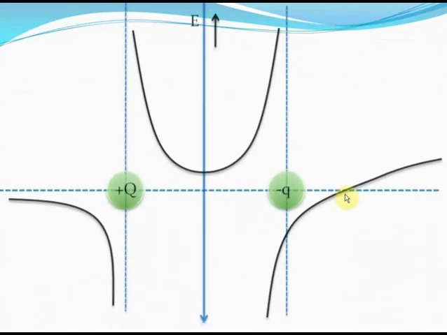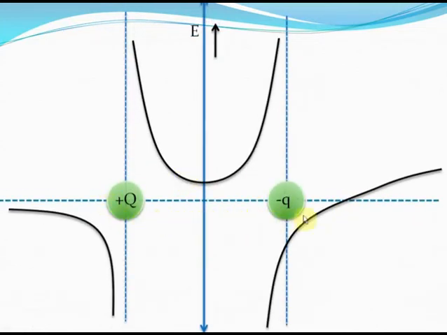When we actually sketch a graph for the electric field variation along the axis of the charge plus q and minus q, this is the graph we get. This graph is pretty easy to predict. You see, at this particular point on the axis, the electric field because of the charge plus q will be in this direction, the electric field because of the charge minus q will again be in this direction, so the net electric field will be positive.